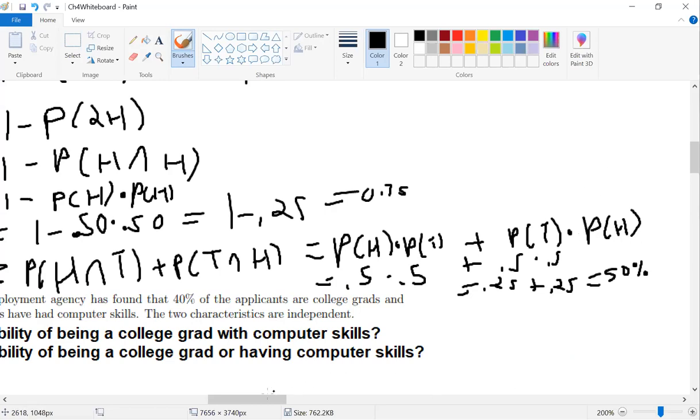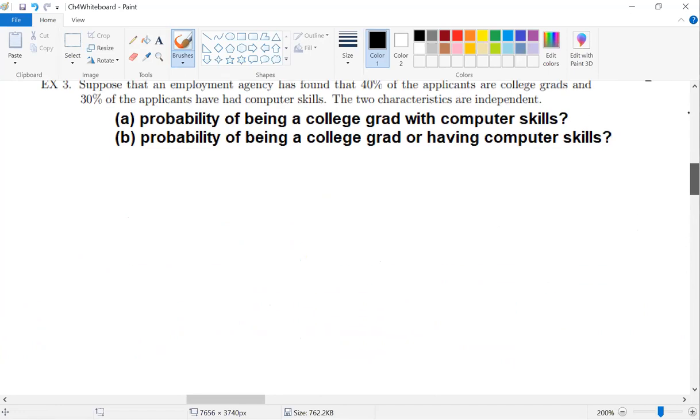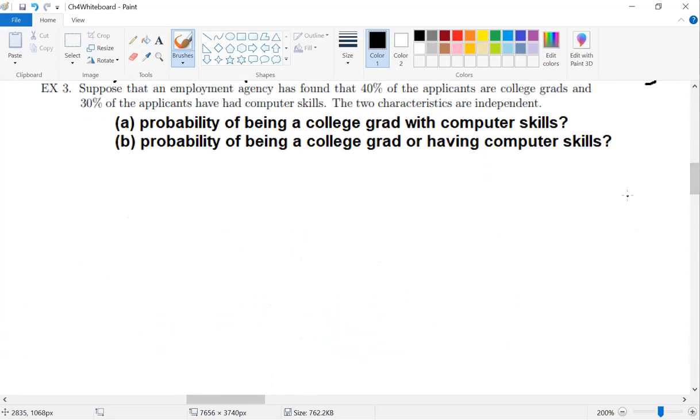Let's get to an easier one. I'll give you a moment to do this one. Oh, you think that one's easy? This one's even easier, which is good. You should only need maybe 1 minute tops to do this one. I'll give you until about 05 or 06 to do this one. Notice the probabilities don't add up to 70% because you haven't been given some of them, but you don't need all the probabilities to answer A and B. As a little hint, notice for part A, that's the same thing as asking the probability of being a college grad and having computer skills.